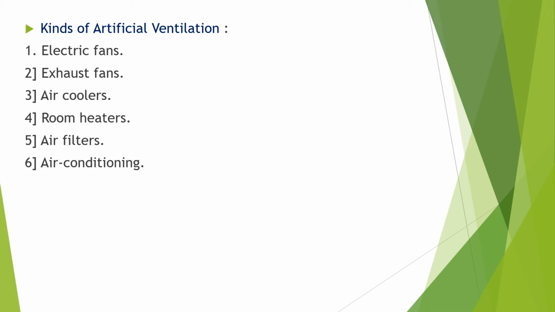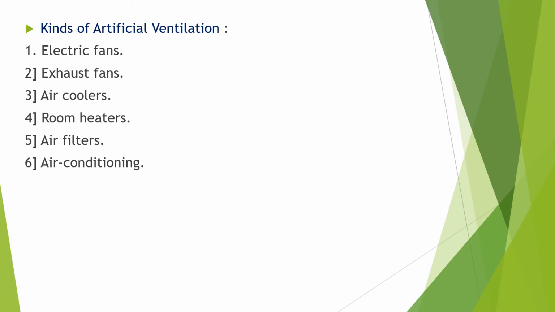Kinds of artificial ventilation. First is electric fan. Electric fans are used to circulate air because it is much better than stagnant air. These fans may be classified as table fan, wall fan, and ceiling fans.